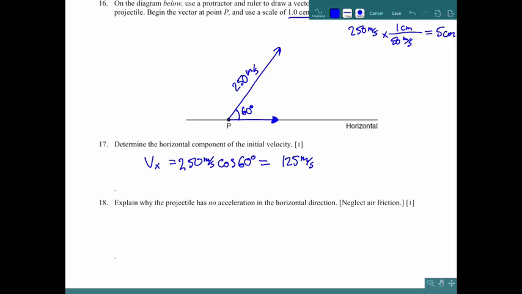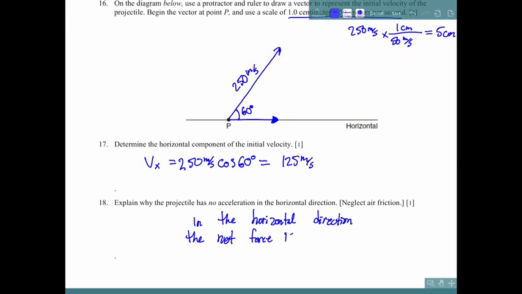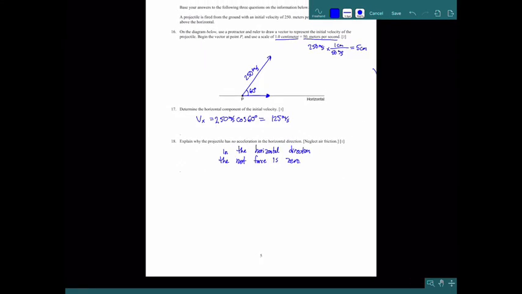Explain why the projectile has no acceleration in the horizontal direction. This is because in the horizontal direction, the net force is 0. And that's why you have no acceleration in the horizontal direction.